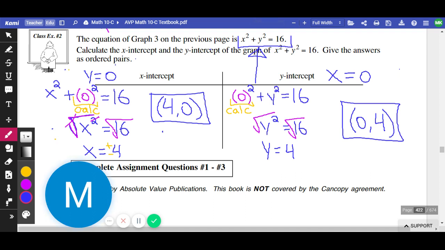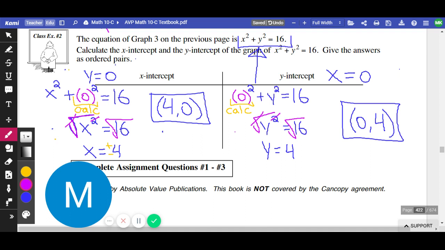After I substitute, I do any calculations I can. 0 squared equals 0, which means it basically does nothing. That's why it disappears, because 0 plus y squared is still just y squared. I then had y squared equals 16. I wanted to get y by itself, so I had to get rid of that square somehow. To get rid of that square, that little 2, I had to square root both sides. And that left me with y equals the square root of 16, which is just 4. That meant my y-intercept was at (0, 4).